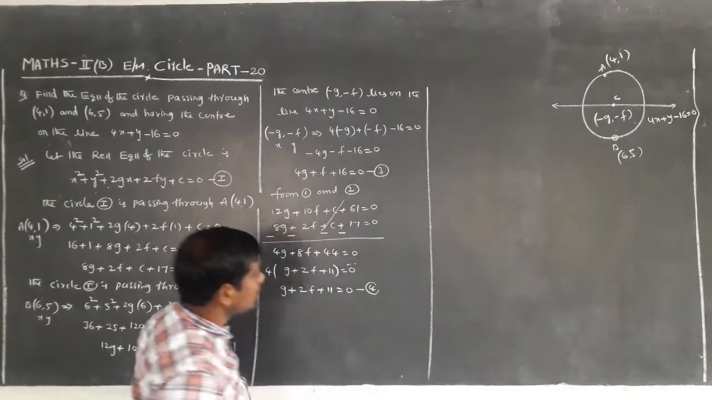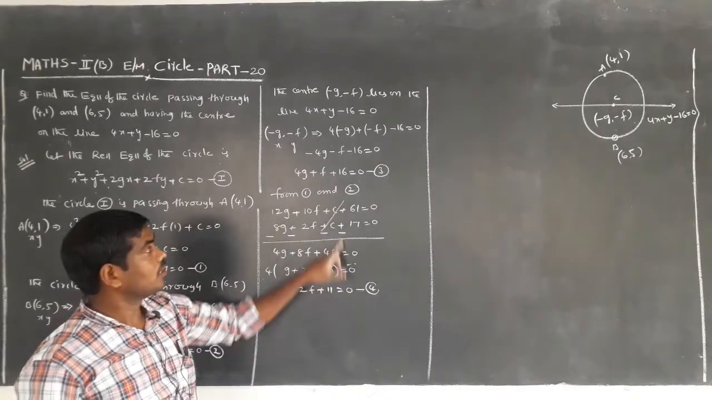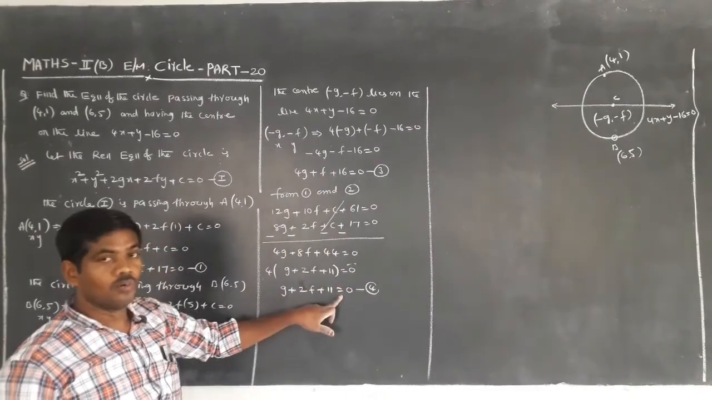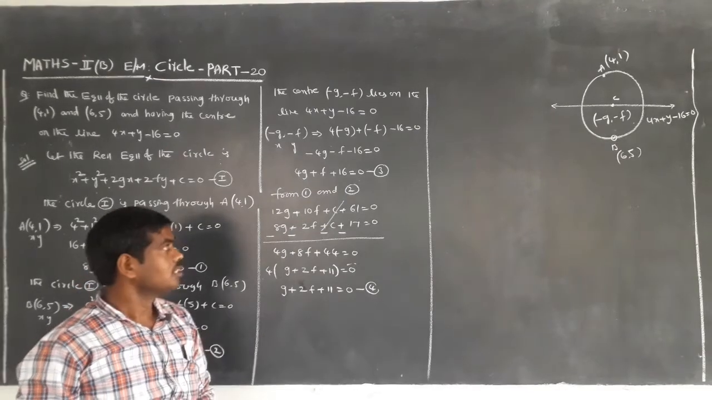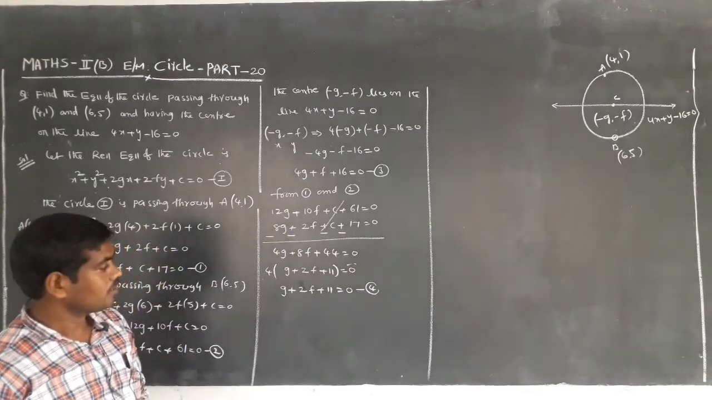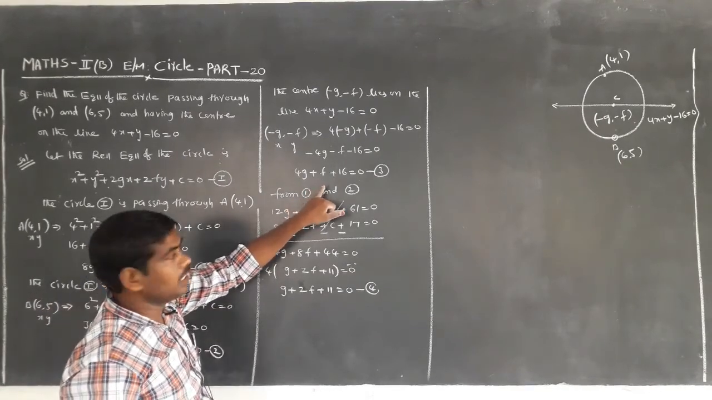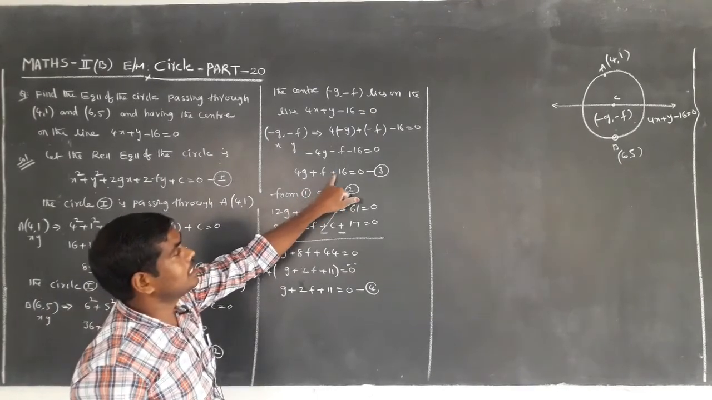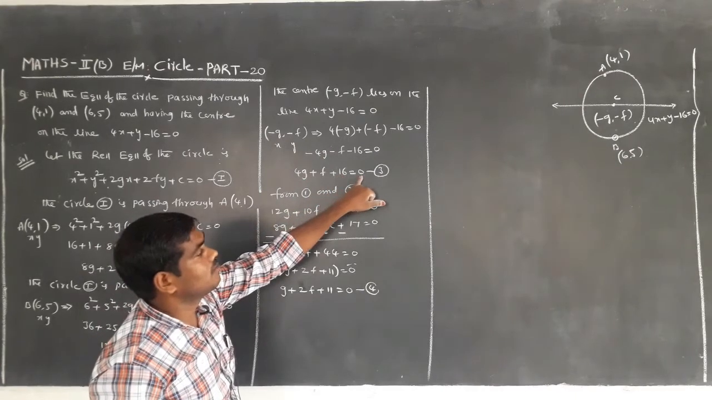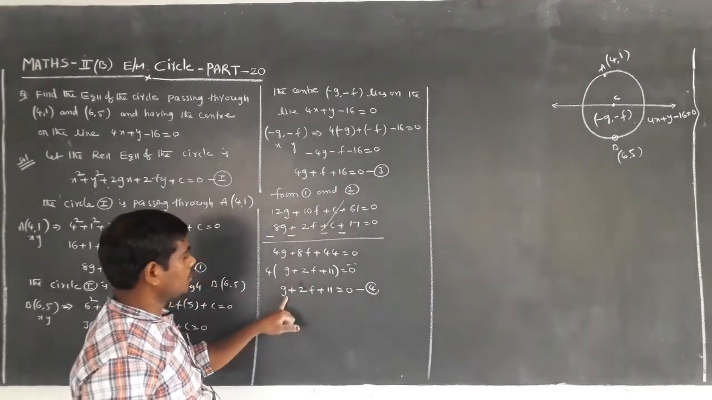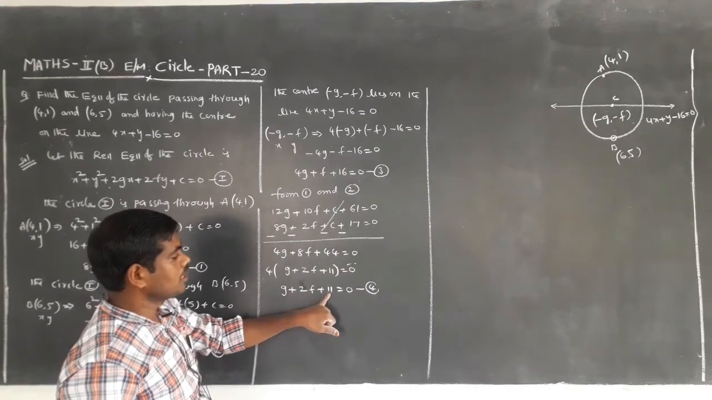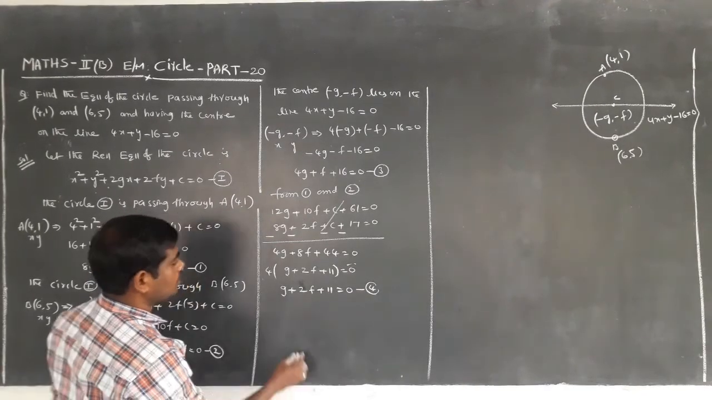Solve 3 and 4. Find the values g and f. Condition number 3: 4g plus f plus 16 is equal to 0. Fourth one: g plus 2f plus 11 equal to 0.